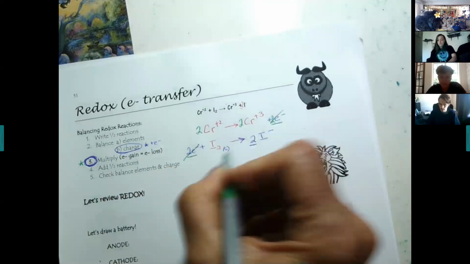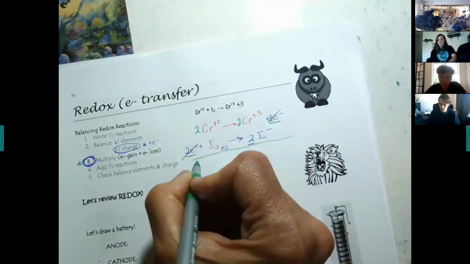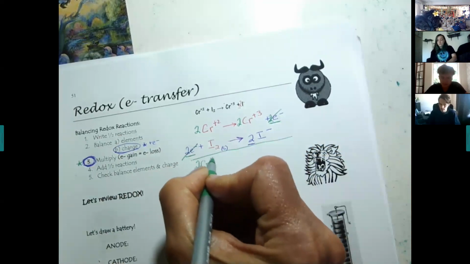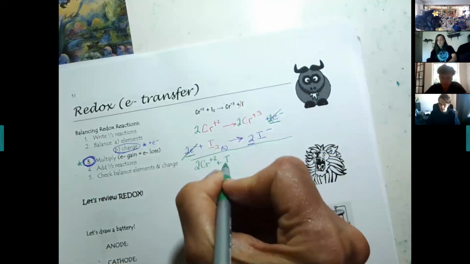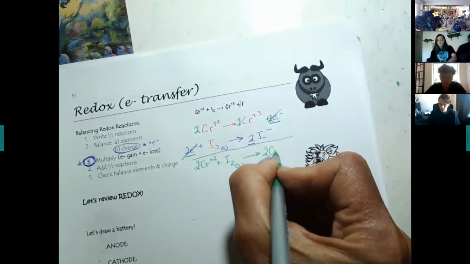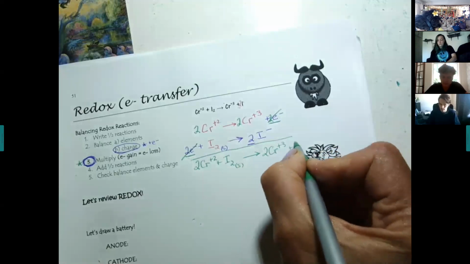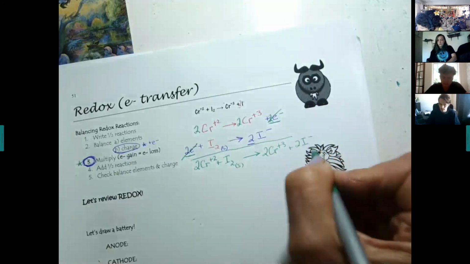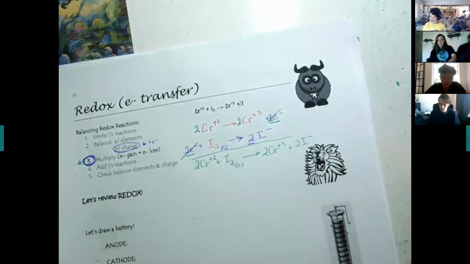And then you just bring your 2 equations together to get your net equation, which is 2 chromium 2 ions plus the iodine, I2, which is a solid, going to the 2 chromium 3 ions and the 2 I negatives. The order that you write your reactants in doesn't matter to me, and the order you write your products in doesn't matter, but you do have to have the reactants on the reactant side.